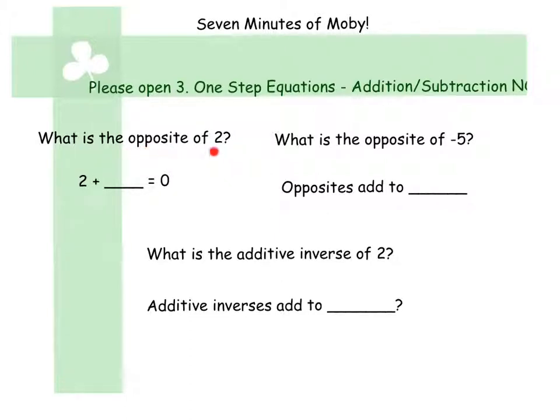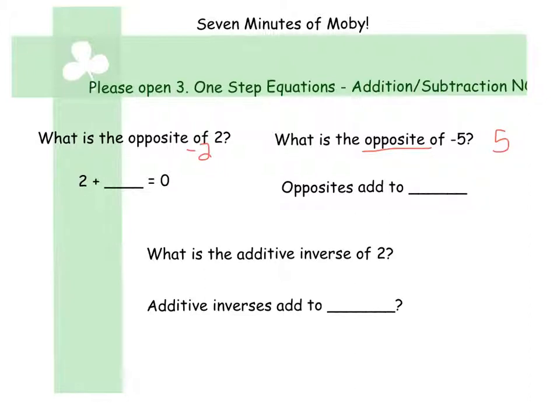What is the opposite of 2? Hopefully you know that it is negative 2. And what is the opposite of negative 5? Hopefully you know that it is 5. So remember, opposites are the opposite side of 0, but the same distance from 0.